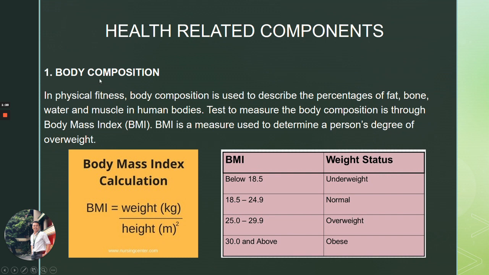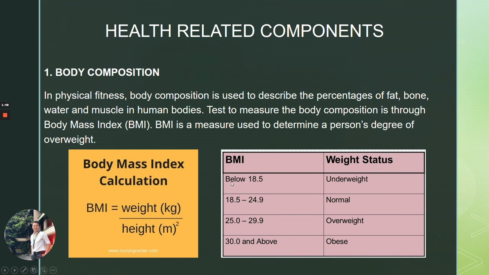So, sa BMI computation, ito yung ating ginagamit na formula. BMI is equal to weight in kilograms over height in meters squared. All you have to do is to know your current weight in kilograms and your height in meters. Then, you calculate your BMI using this formula. Now, in interpreting your BMI result, here is the table.